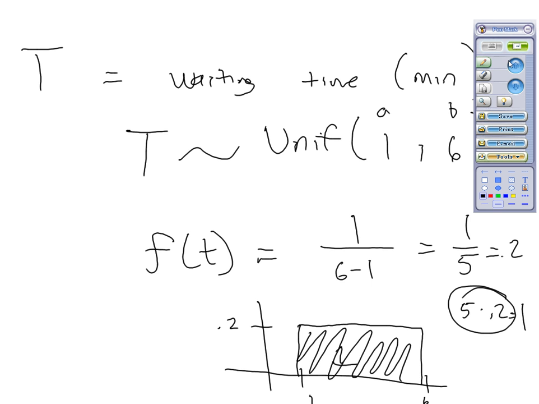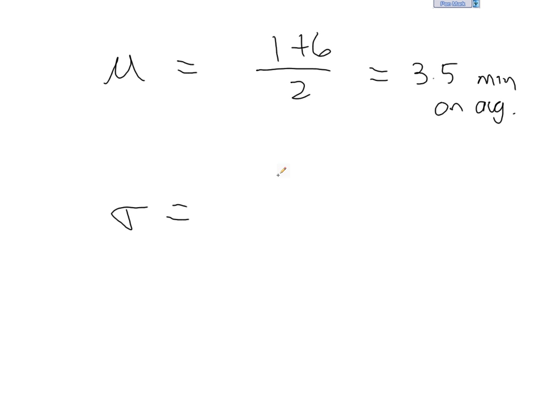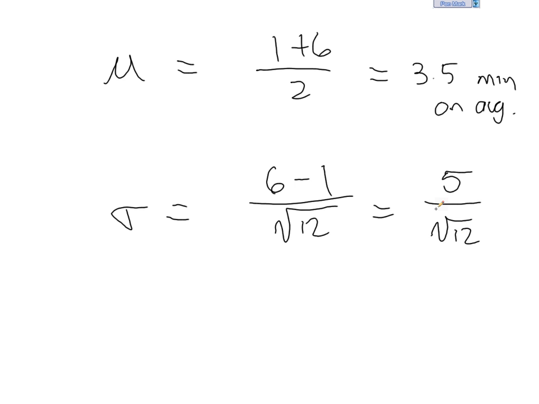So the expected wait time, the mu, would be 1 plus 6 over 2, which is 7 over 2, which is 3.5 minutes on average. And my standard deviation would be 6 minus 1 over the square root of 12, which would be 5 over the square root of 12. And if we calculate 5 divided by the square root of 12, we should get about 1.4. So this comes out to about 1.4.